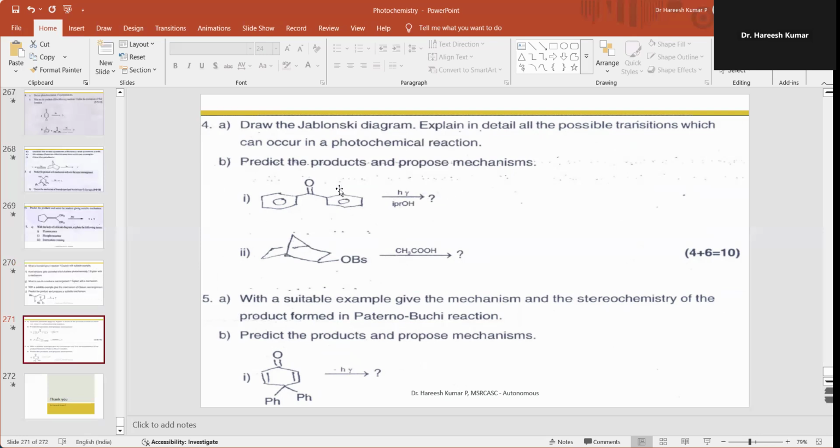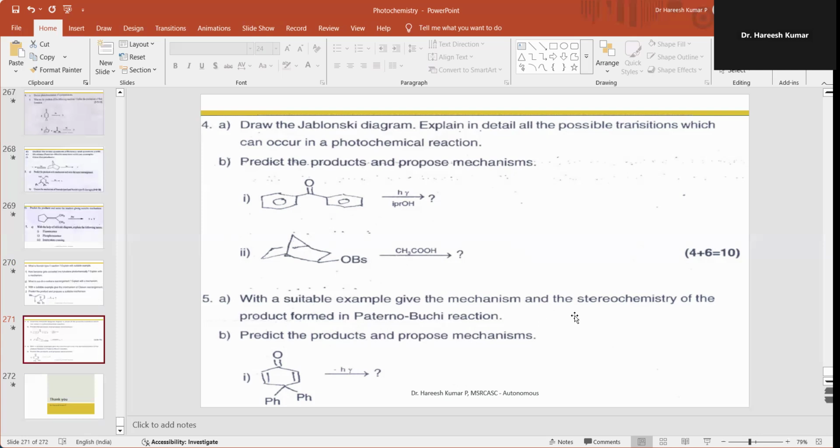Photoreduction means how benzophenone is converted into benzhydrol products. This is again acetic acid, which means it's a nucleophilic substitution reaction. Then with suitable examples, give the mechanism and the stereochemistry of the product formed in the Paterno-Büchi reaction.